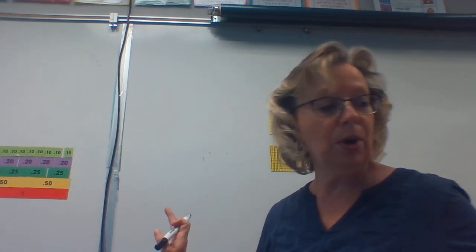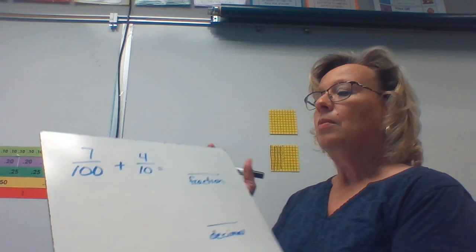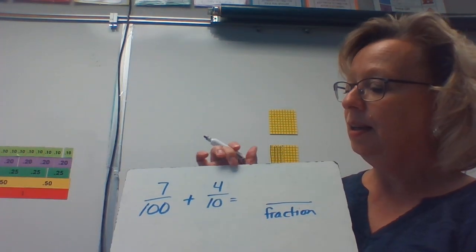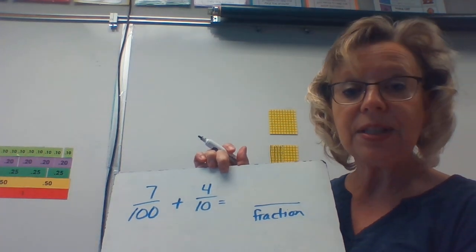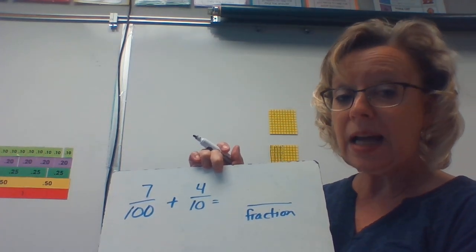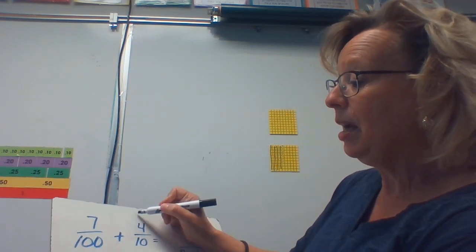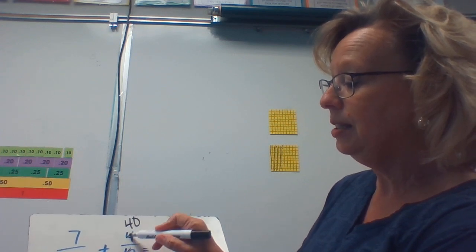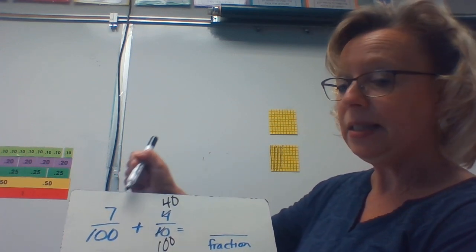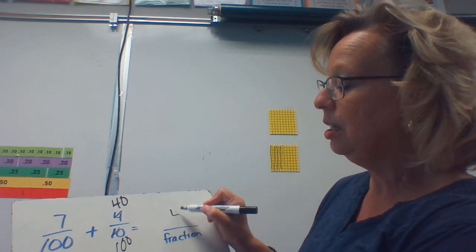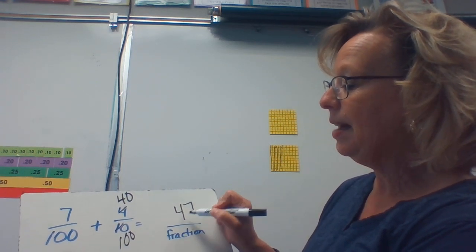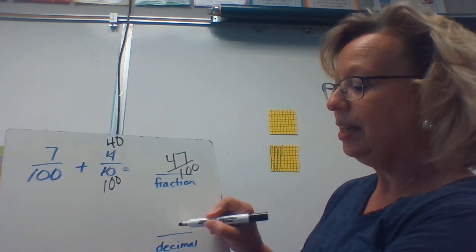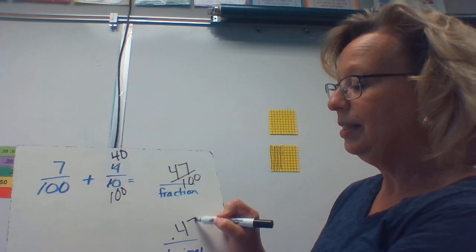Let's take a look at one more. Here I'm adding 7 hundredths, which is like 7 pennies, and 4 tenths, which is like 4 dimes. Those 4 dimes can be the same as 40 pennies, and change that to hundredths, which then means I'm adding 7 pennies plus 40 pennies, which is 47 hundredths as a fraction, and as a decimal, 0.47.